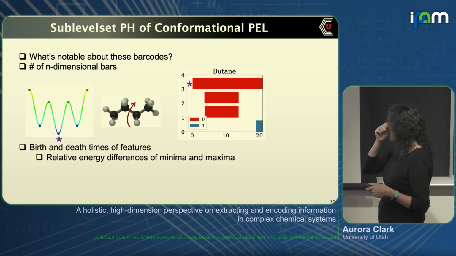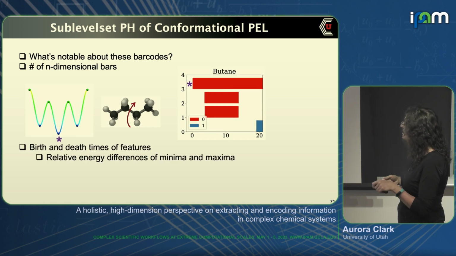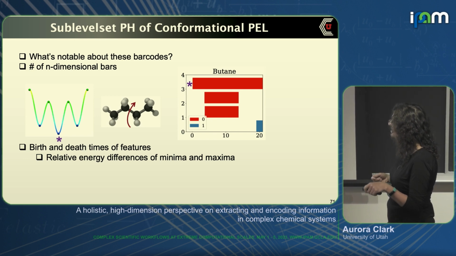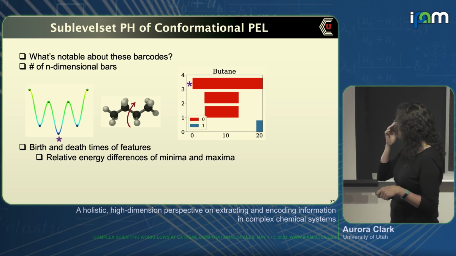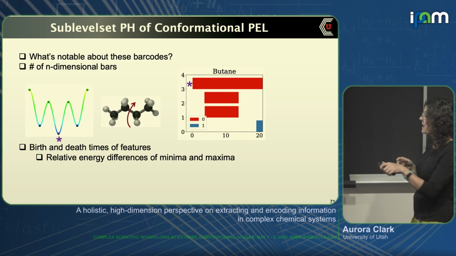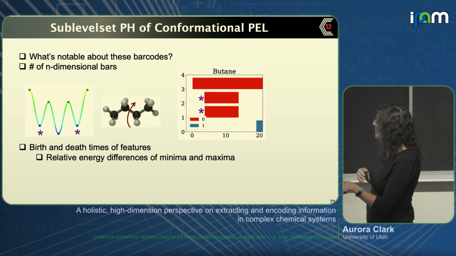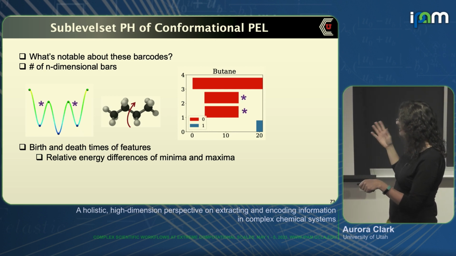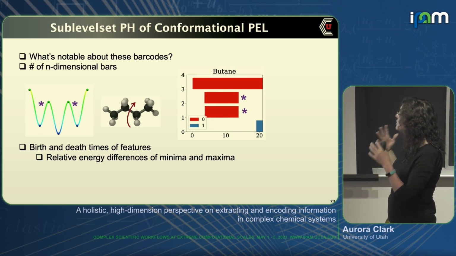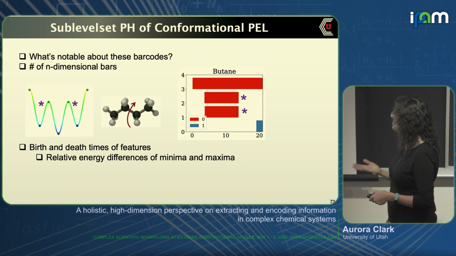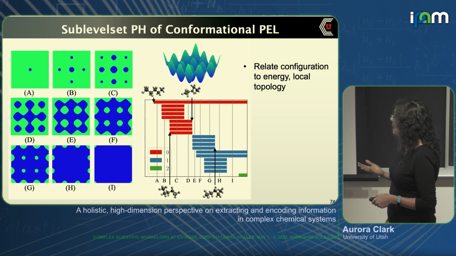And in the barcode, the minima, this is the birth and death time features, we've got our starting point, which is the birth of this feature, and we get the relative energy difference from the maxima and minima as the length of this bar. There's our other local minima. There's where our maxima were. So the barcode is encoding all of this information about the location of these features in energy space.